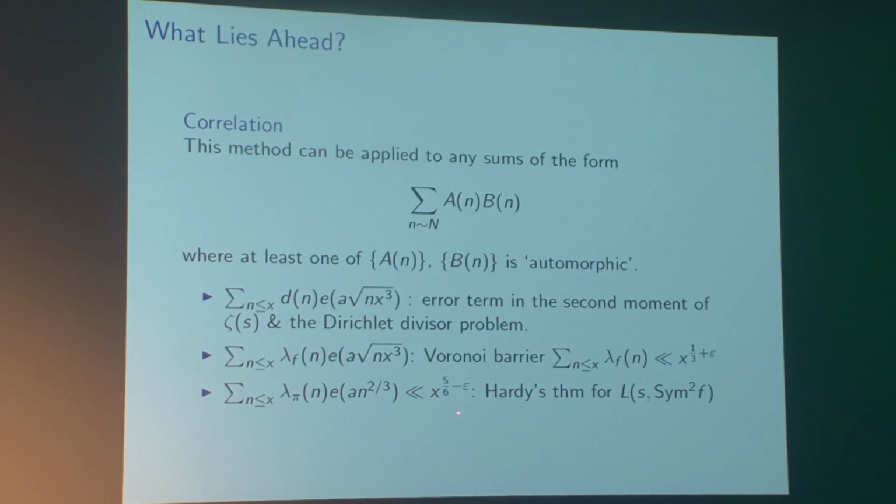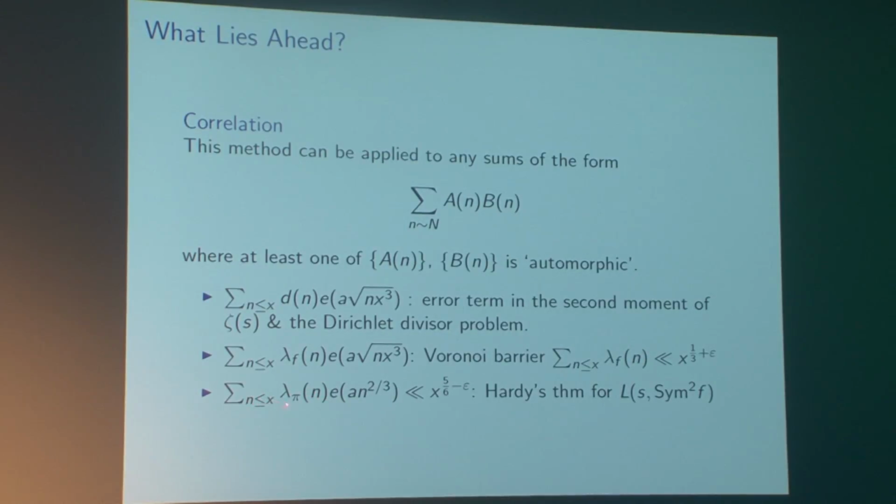And finally, I would like to mention this problem. It's known that for degree 1 and degree 2 L-functions, there are infinitely many zeros on the central line. But for the symmetric square L-function, it's not even known that a single zero lies on the central line. So if you want to prove Hardy's theorem, which says that there are infinitely many zeros on the central line, you have to prove such a bound like this.